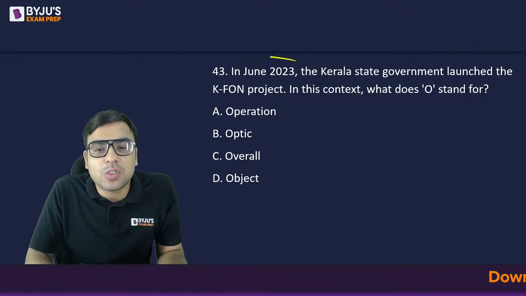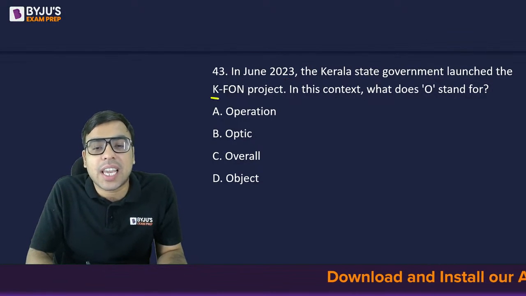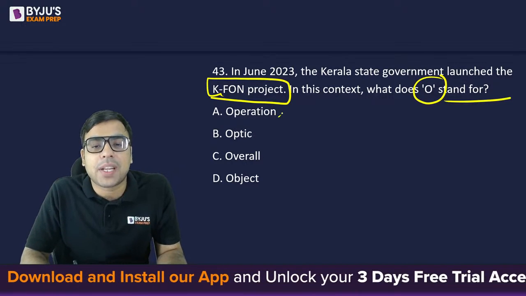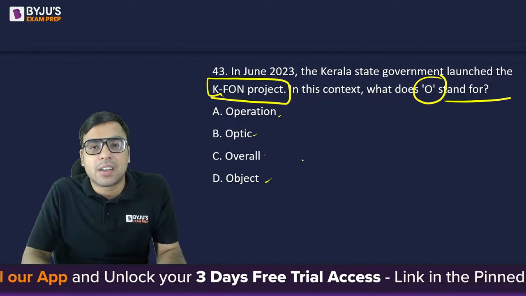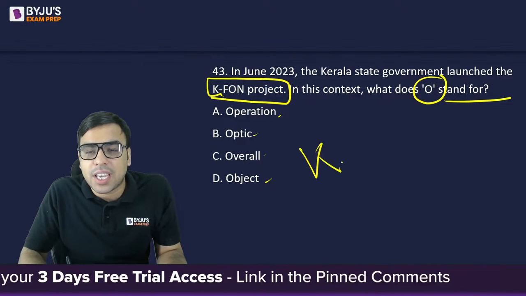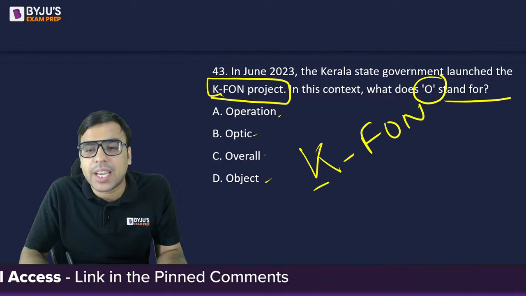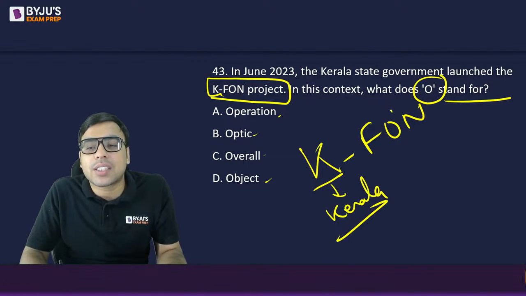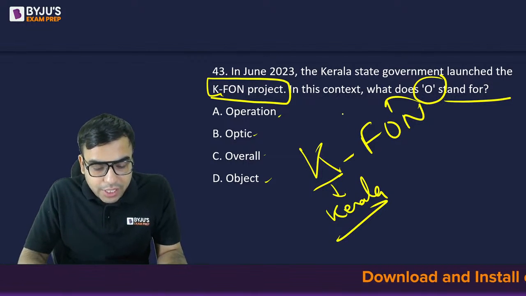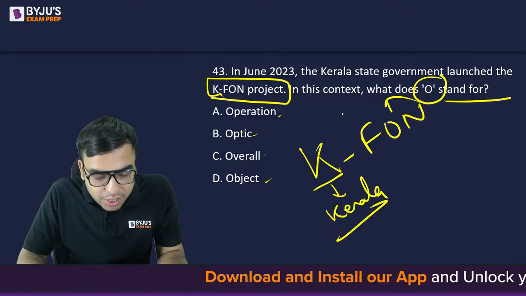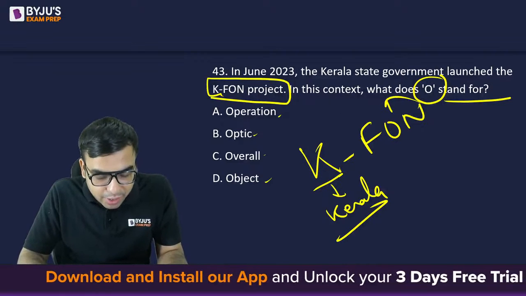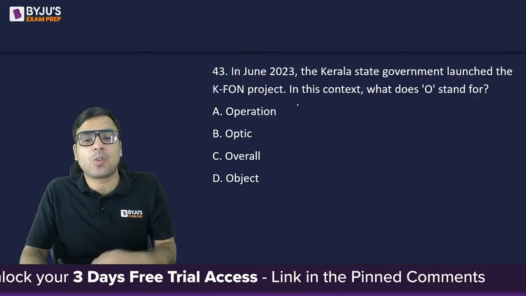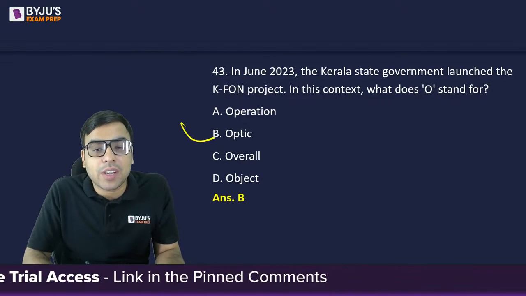The next is, in June this year, Kerala state government launched the project. In this context, what does O stand for? Operation, optic, overall, object. What is the right answer to this question? K stands for Kerala, of course. What is the O in the name? You have to tell me. Yes, very good. कई सारे लोगों ने आंसर किया. Washington DC is the headquarter. Good. Headquarter of World Bank.